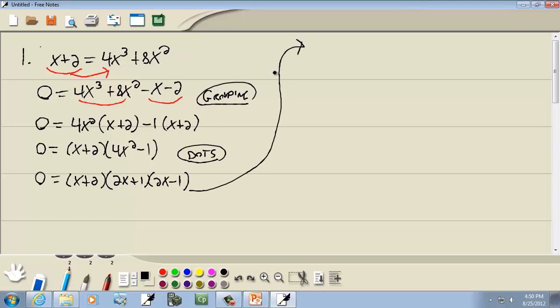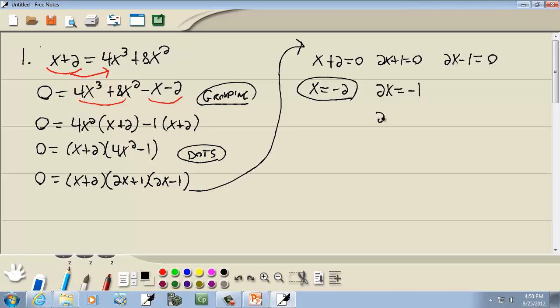Well, the zero factor property says you get 0 on one side, you factor the other side, and then set each factor equal to 0. So I'm going to set x plus 2 equal to 0, 2x plus 1 equal to 0, and 2x minus 1 equal to 0. Now x plus 2, I'll take the 2 over to the right side, becomes a negative 2. That's our first answer. 2x plus 1 equals 0, I'll take the 1 over, so we get 2x equals negative 1. Then divide both sides by 2, and we get x is equal to negative 1/2.